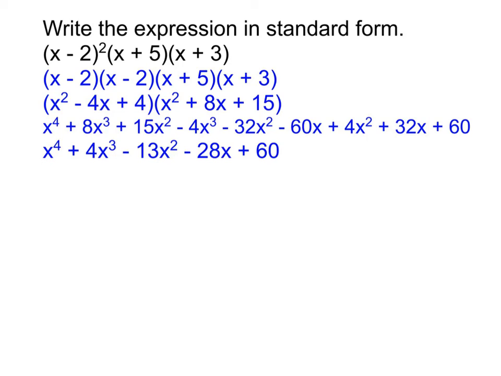x to the fourth plus 4x cubed minus 13x squared minus 28x plus 60. And you're done, because that's standard form. We know it's standard form again because it's simplified and it's in order from biggest exponent down to smallest.